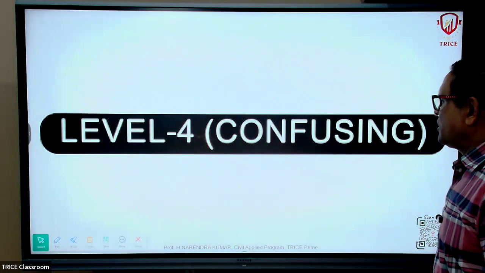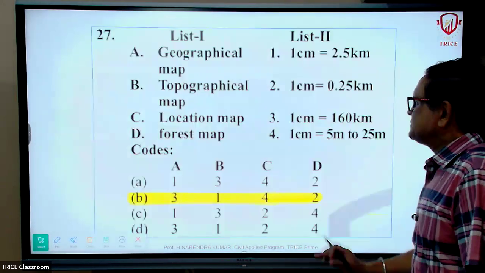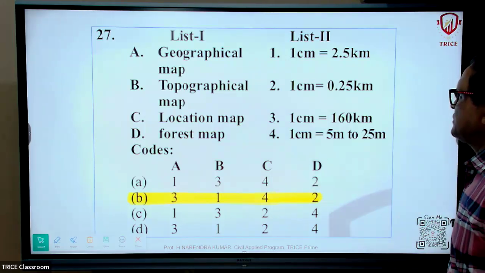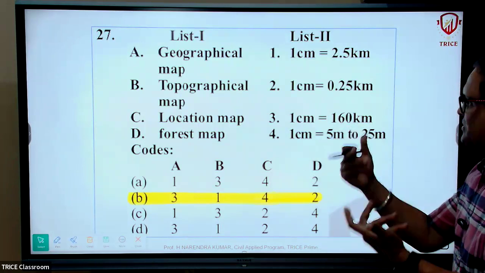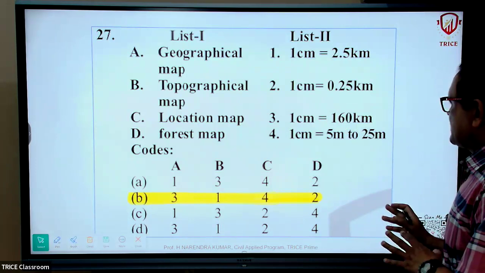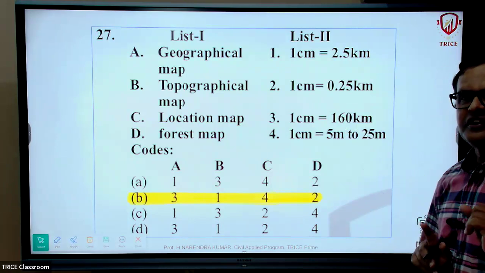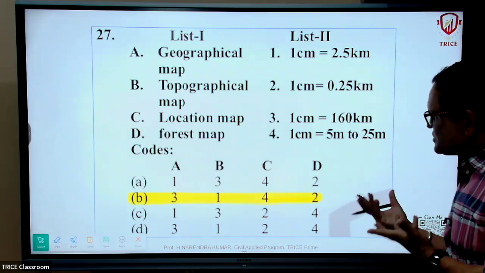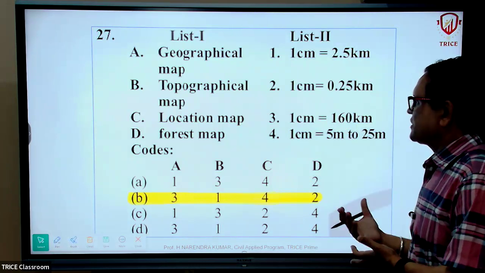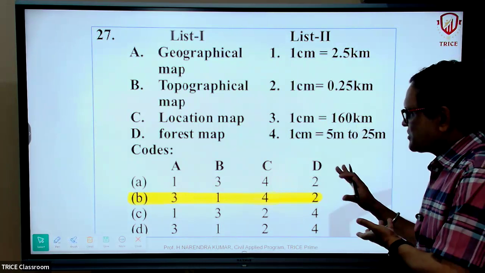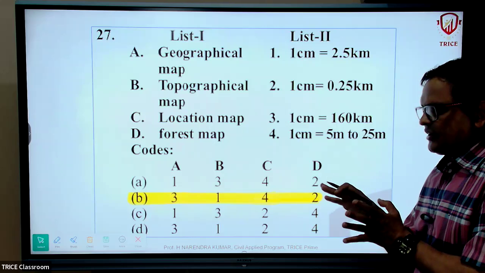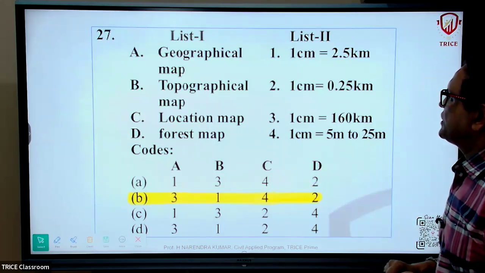Okay, this is level 4 confusing type of questions. I highlighted actually even the answer in this question because the question itself is something confusing. So my advice is please take up these questions at the end of your session. Okay, don't waste your time in the beginning in order to solve these kind of questions. Identify these questions and keep it as it is and come back after solving all those questions and you will be able to do it.